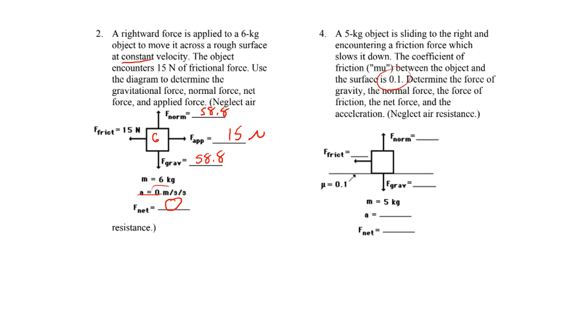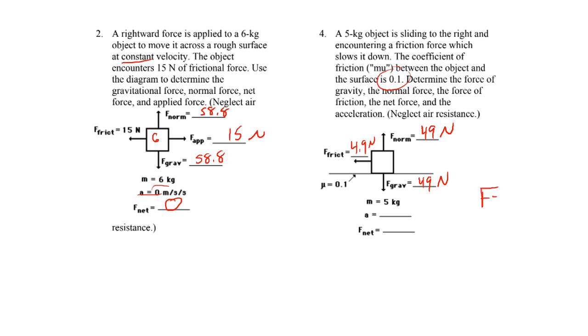So, what was it, 5 kilograms? Yeah, so 5 kilograms, so that means the gravity force is going to be 49 newtons. Now, we don't have a slope, so the normal force is also going to be 49 newtons. Alright, since mu is 0.1, that means the force of friction is going to be 4.9 newtons. Ta-da!